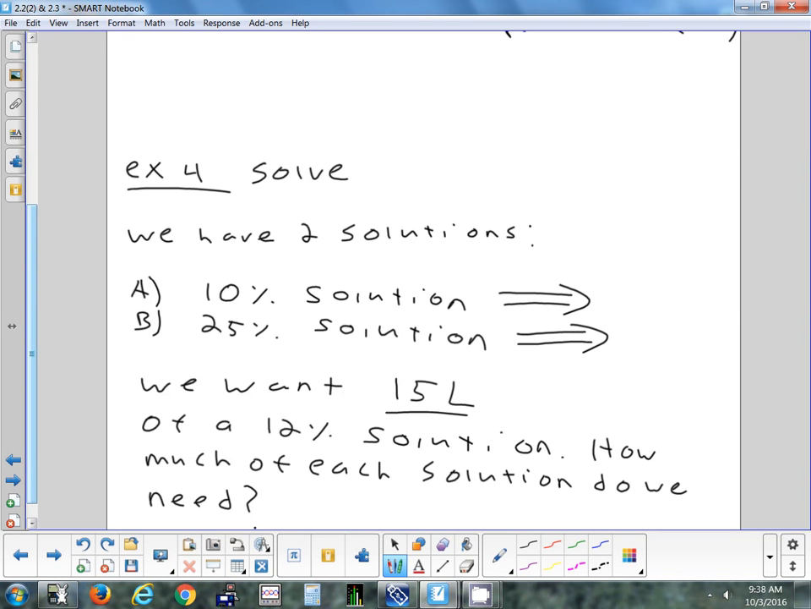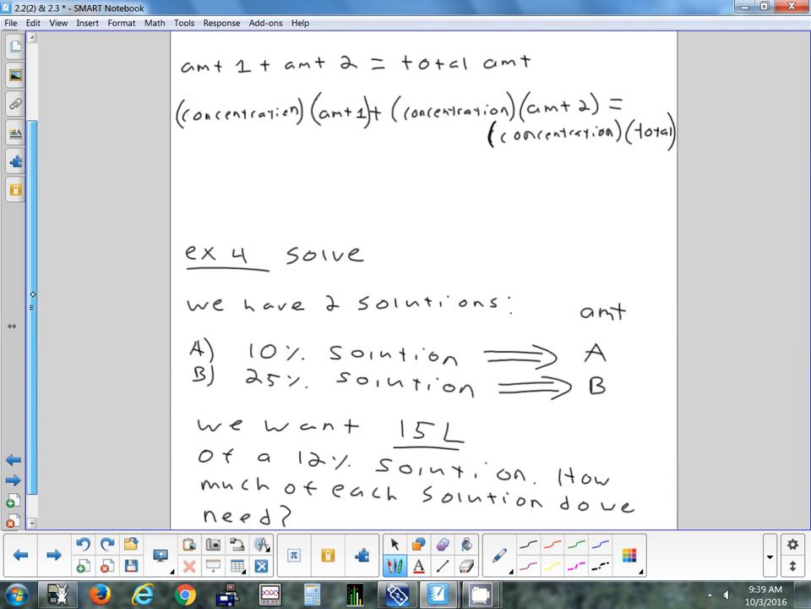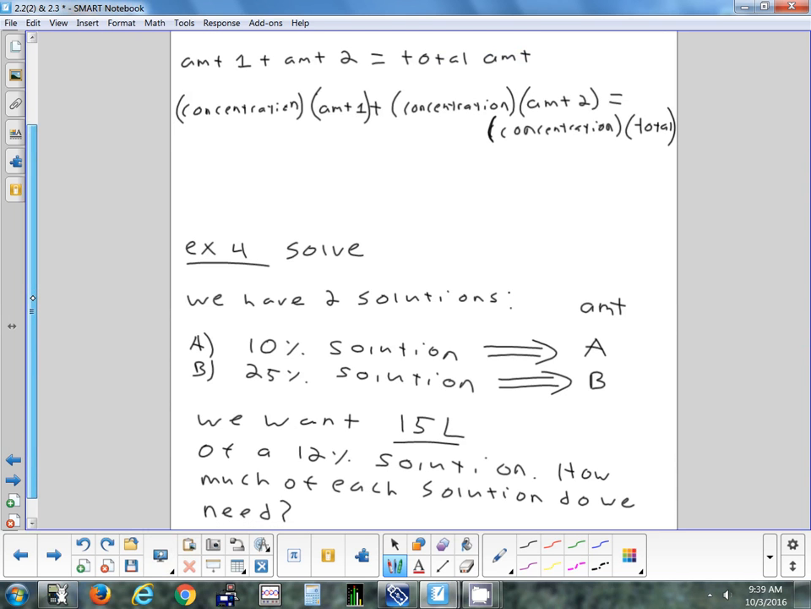Set variables. Yeah, I need variables just to represent the amount I'm going to use for the first solution and the second. Okay, it doesn't matter what two letters you use. I would say since I call them solutions A and B, why don't we just use A and B? Right. Can anyone give me one of my equations? Let's start with the top one because that's a little simpler.